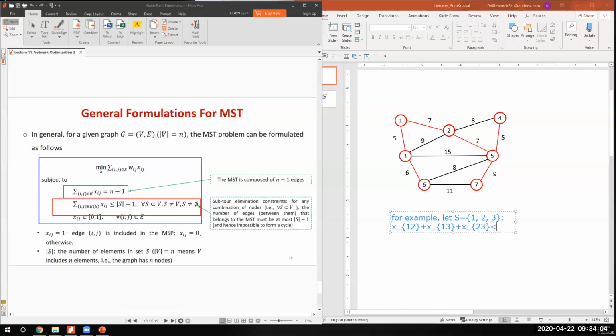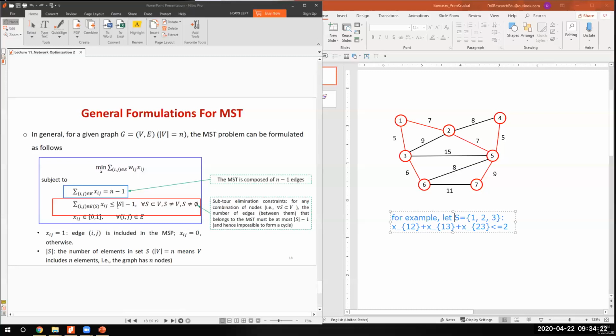This is less than or equal to what? Less than or equal to 2. Why? First of all, let's have a look at the right-hand side. The cardinality of s, here, is 1, 2, 3, and 3 minus 1 equals 2. So the right-hand side should be 2 for this specific s, okay?